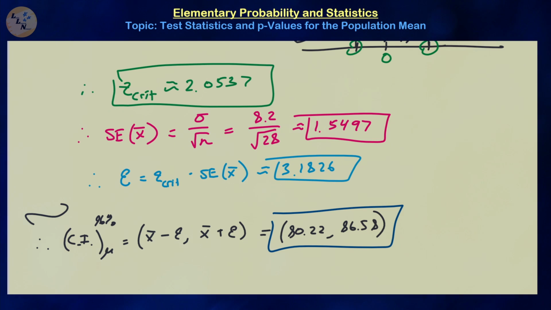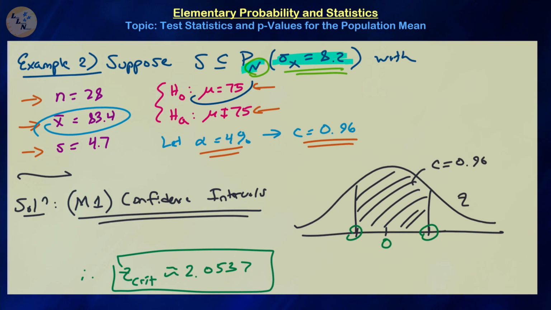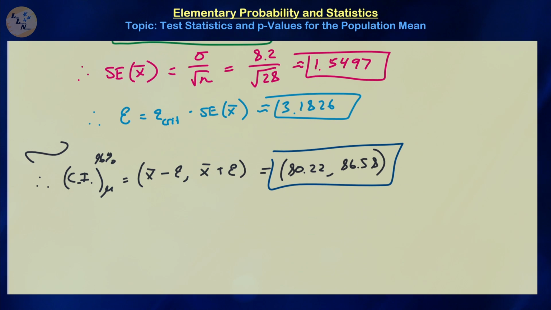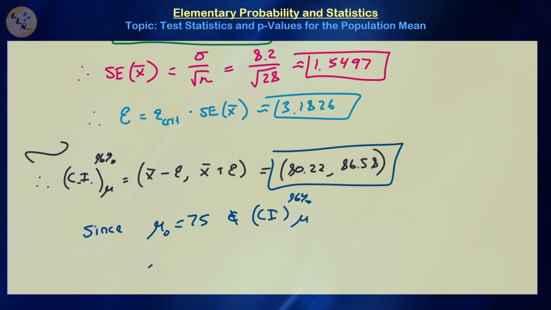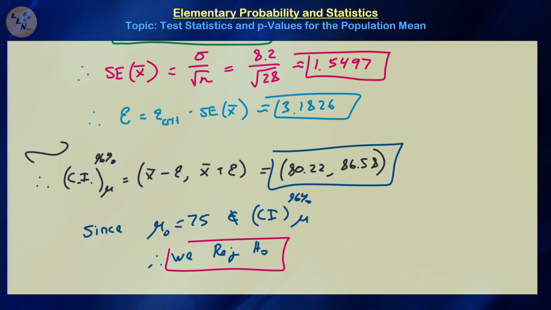So now we go back to our claim. Our claim was that mu is equal to 75. So is 75 in between these boundaries? The answer is no. So since the claim value, which is equal to 75, is not an element of our confidence interval, therefore we reject the null hypothesis, because we have evidence to believe that with respect to our sample this claim is wrong. Or we're 96% confident based on our sample that the true mean is actually between 80.22 and 86.58.